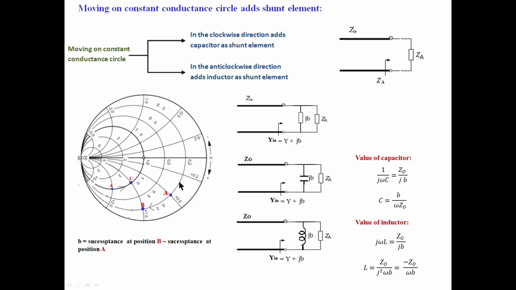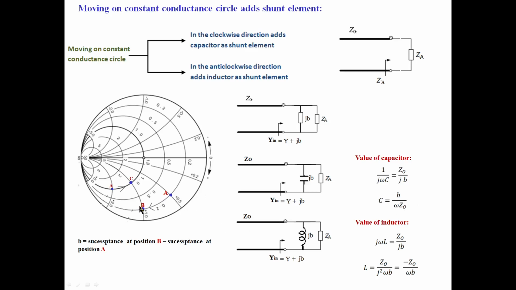As you move on the conductance circle, susceptance changes. 0.5 to plus 0.5, it is plus 1 moving from here to here. So get the value of B. How to get the value of B? Read the susceptance at the initial position and at the final position, then subtract the initial value from the final value. The answer is 0.5. Substitute that here and you will get the capacitor value.